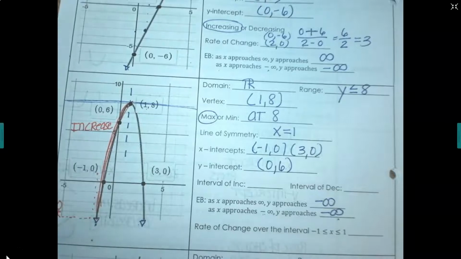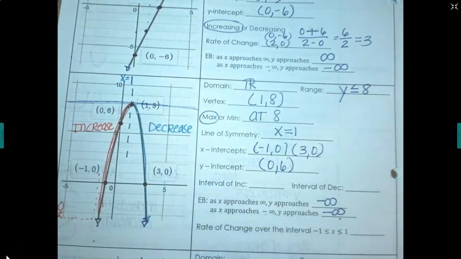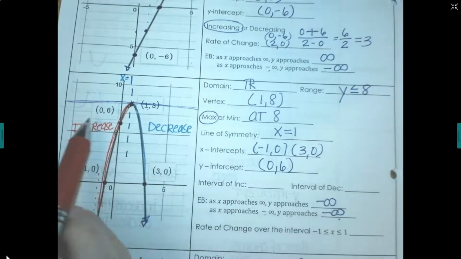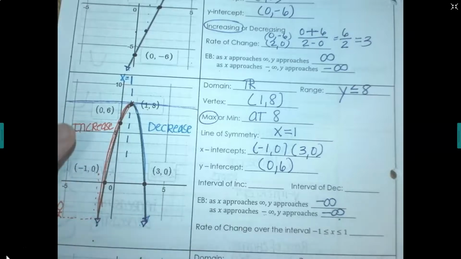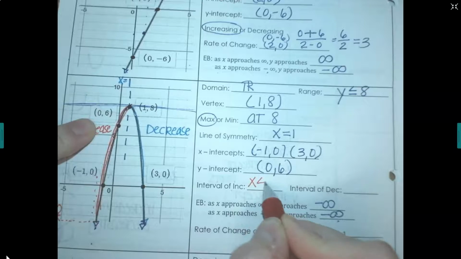Then at your vertex, also called the turning point, we end up turning around and now we're going down, so that's our decrease side. Now, it's the axis of symmetry that's splitting us right there. So our axis of symmetry, remember we said, was at x equals 1. So if I am to the left of the axis of symmetry, I'm going up. I'm on the increase. So my interval of increase would be any x value less than the vertex, to the left of the vertex. So my x will be less than 1.